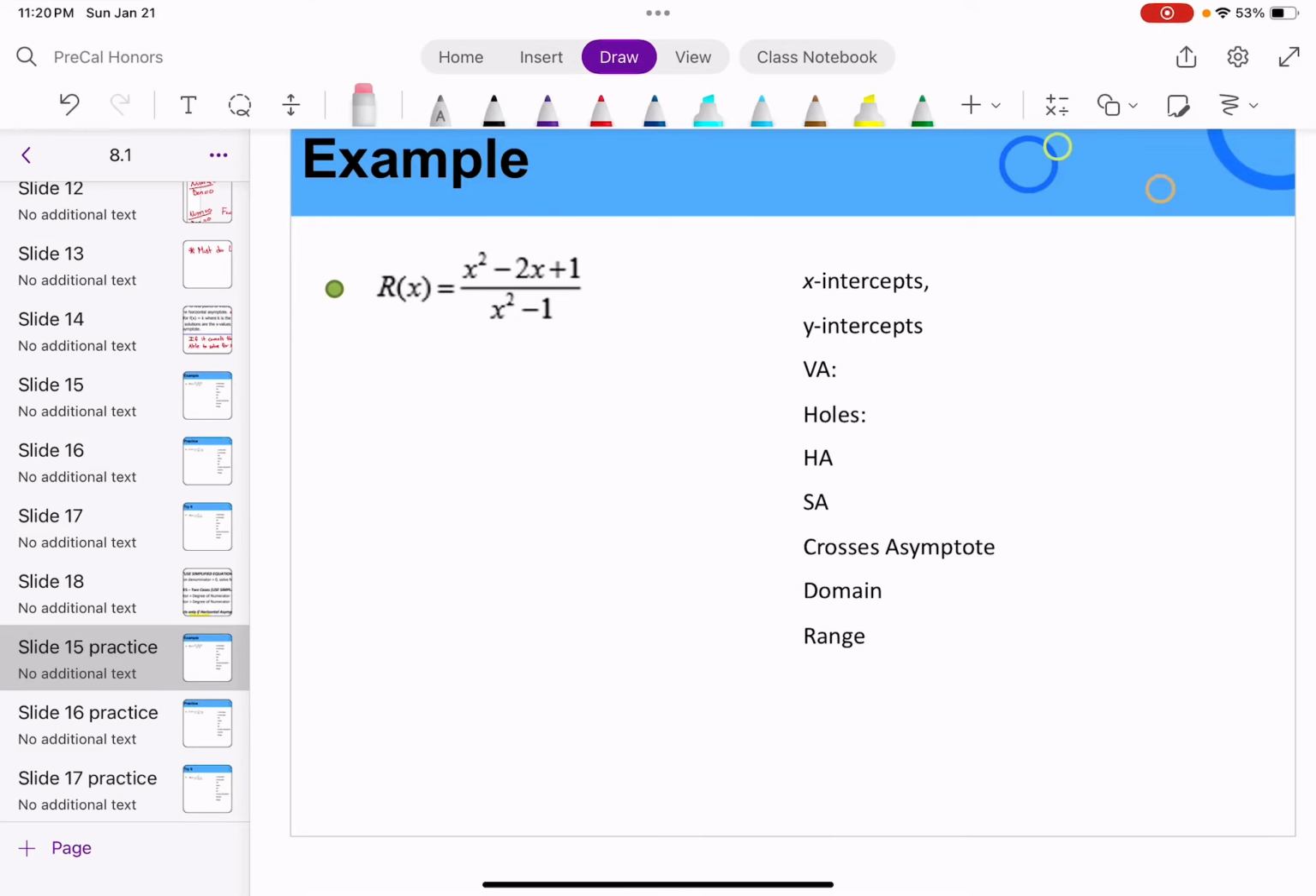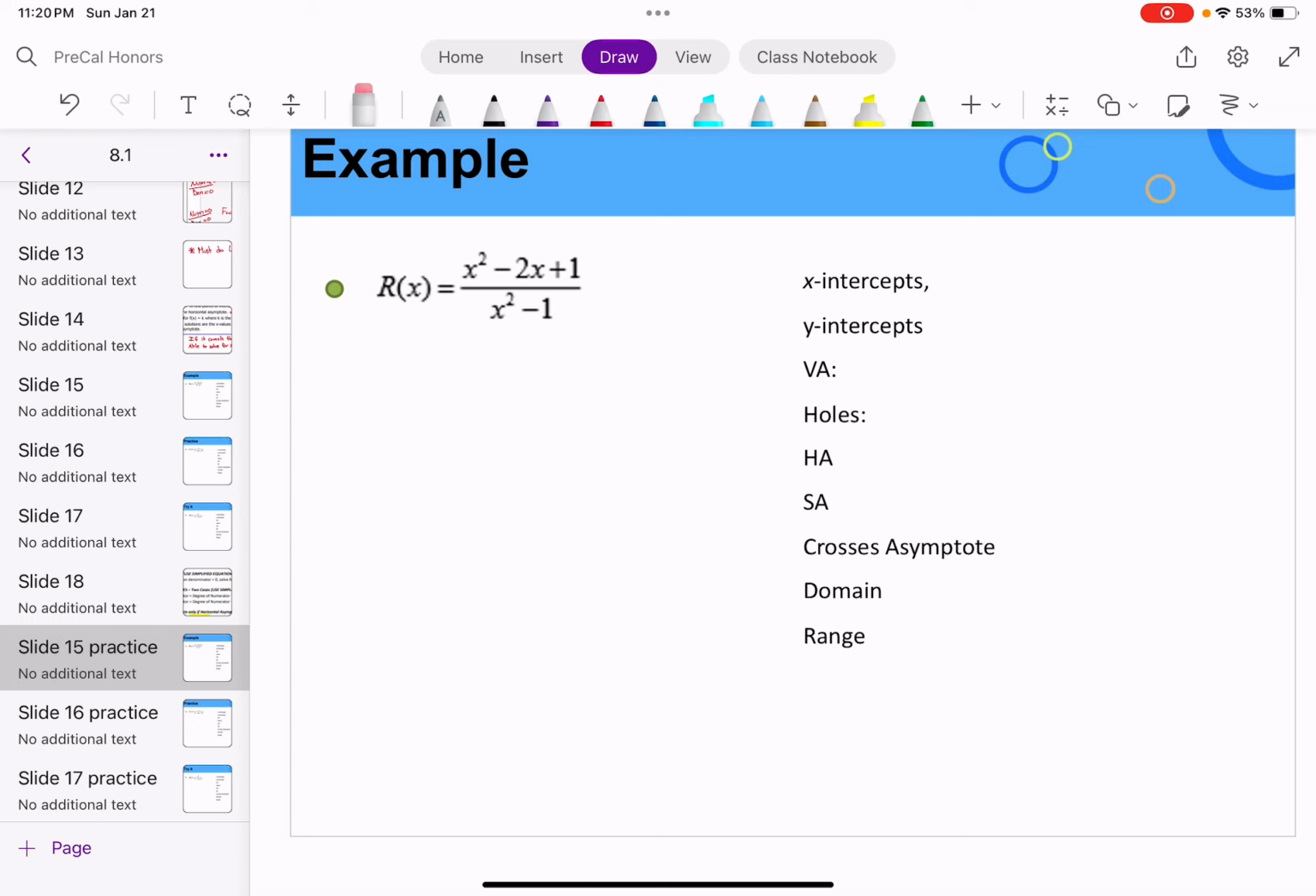Hey everybody, we're going to do a recording over the last three practice problems within 8.1. So we're going to go over slides 15, 16, 17, kind of go over how to get them done, what are the right answers, proper steps, everything from beginning to end for each one of those three.